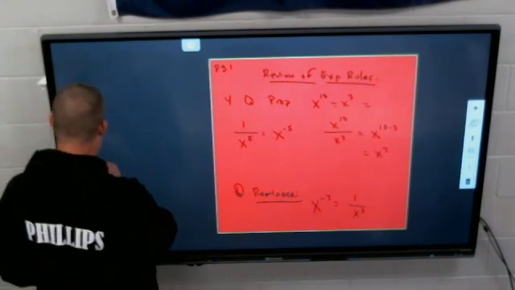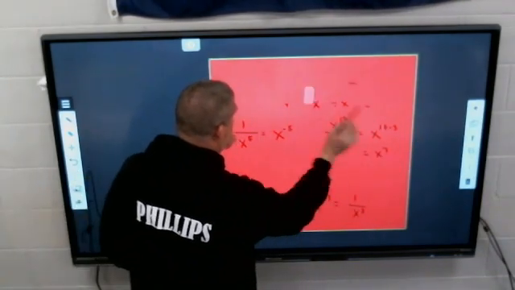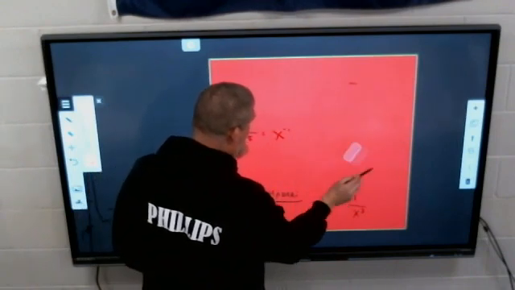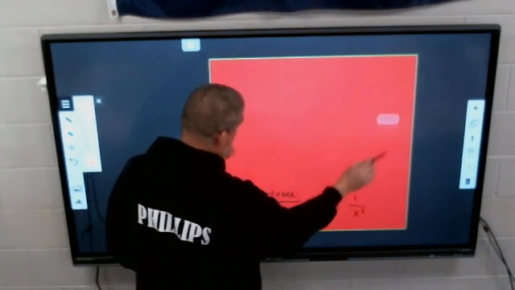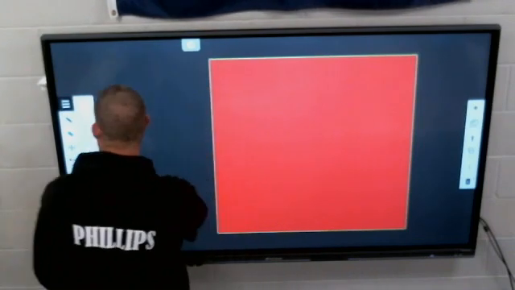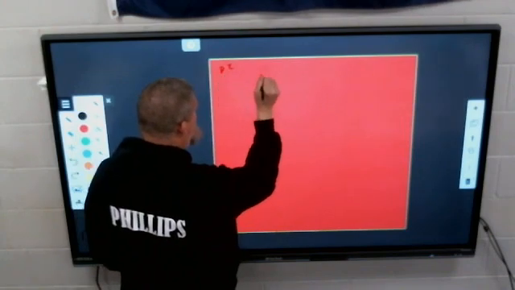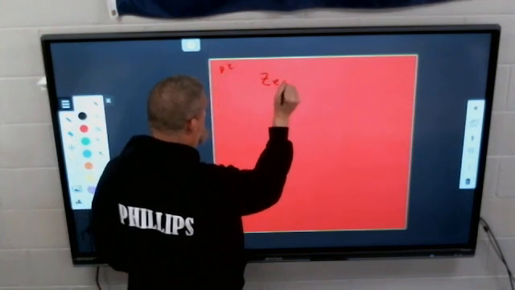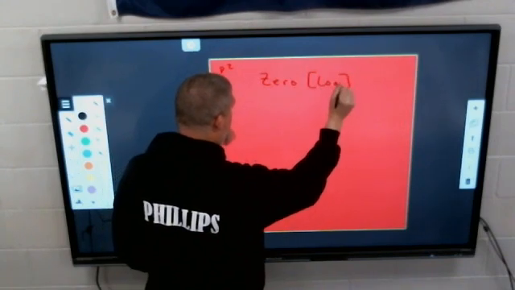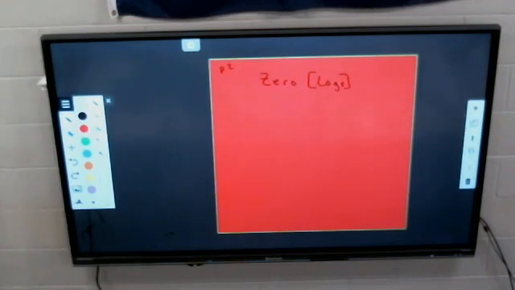So, what page are we on? Page 2. At the top, you're going to write the very first rule, which is what? Zero rule of logarithms. So I'm going to write the zero rule. And if you want to put in logs, you can. If you just want to realize it is logarithms, just do that.